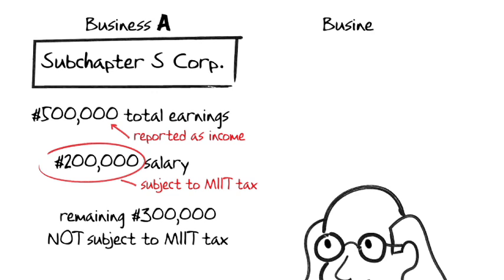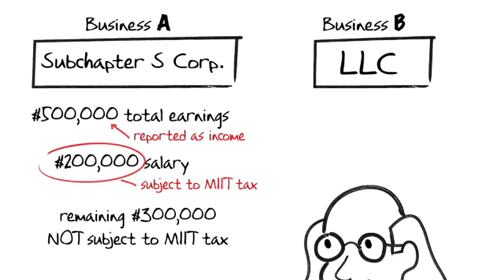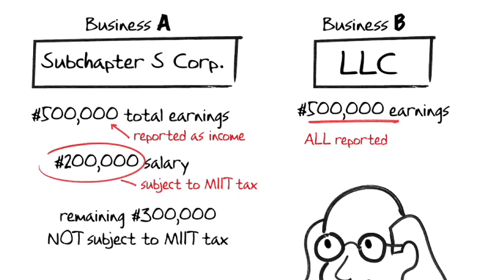Compare that with business B, which is wholly owned by B, but operates as a limited liability company. Business B earns $500,000. B will report all $500,000 of income on her tax return, but the entire $500,000 is subject to Medicare tax, regardless of the amount of salary she has paid.